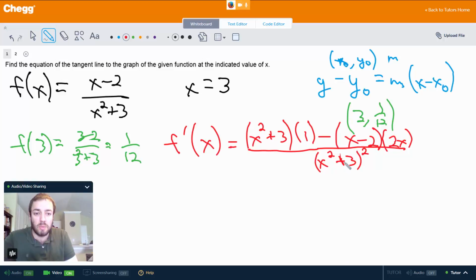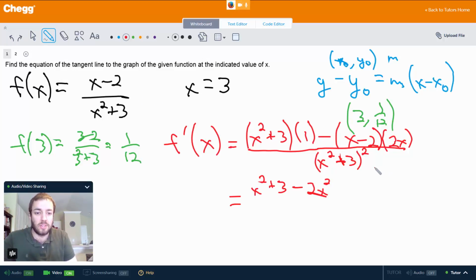Now, since we don't really want an expression for the derivative, we just want to evaluate it at a certain point, we technically don't really have to simplify, but we might as well. So let's just simplify a little bit. So this is going to be x squared plus 3, distribute the 1, which basically means do nothing. And then here we have 2x times x, so that's going to be minus 2x squared. And it's a minus because of this minus sign out here.